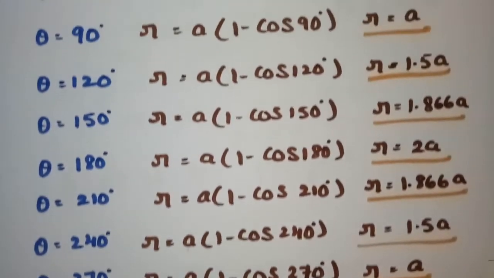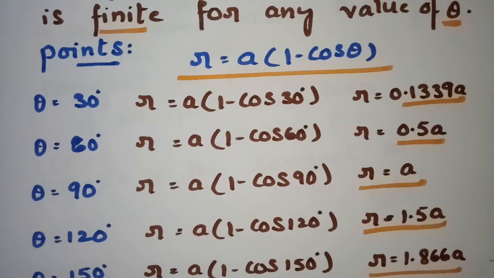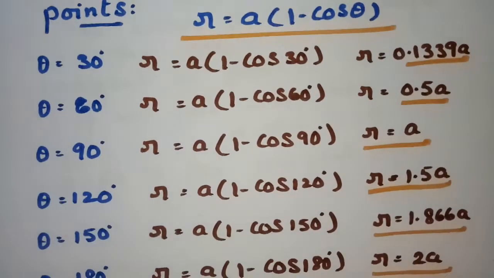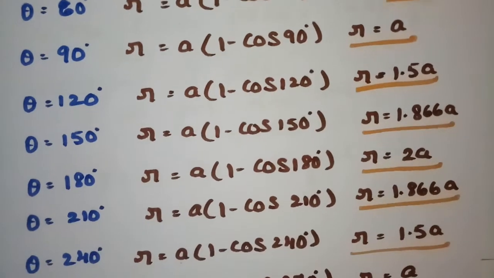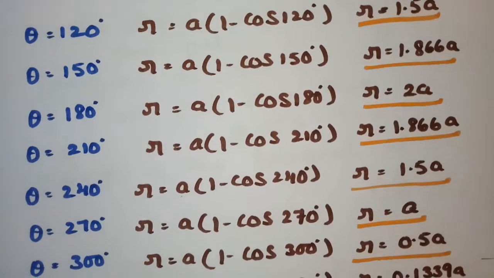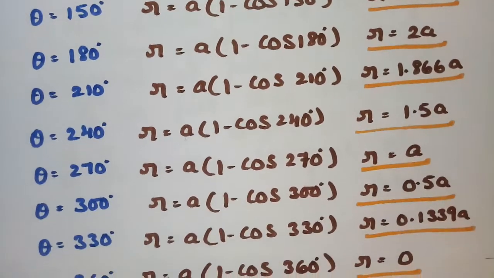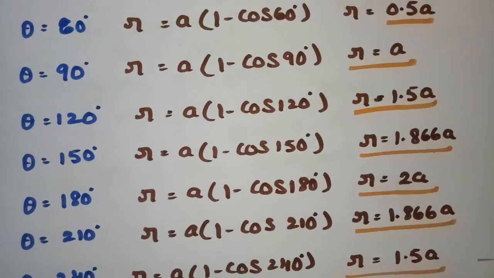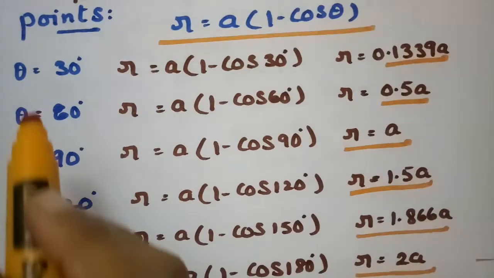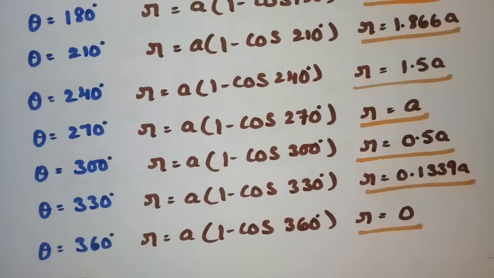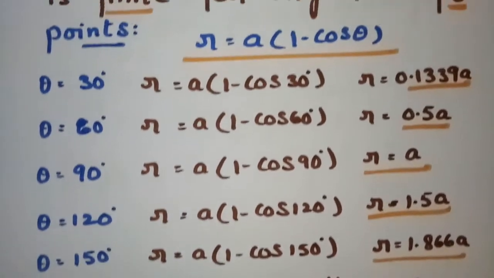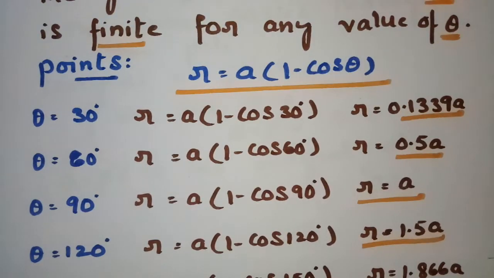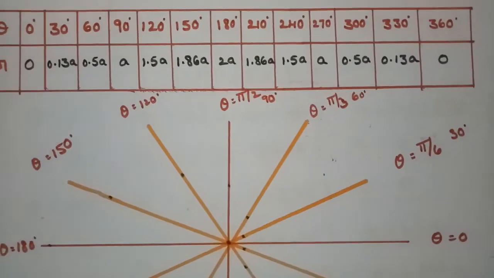So I have shown you how we have to calculate all these. For points I have selected theta is equal to 30, 60, 90, 120, 150, 180, 210, 240, 270, 300, 330 and 360, raising the value of theta by 30 degrees each time. So I have started from 30 and ended at 360. So these are all the values. Now I have to plot all these values. See here, this is the table.